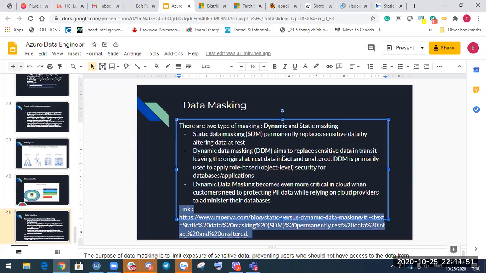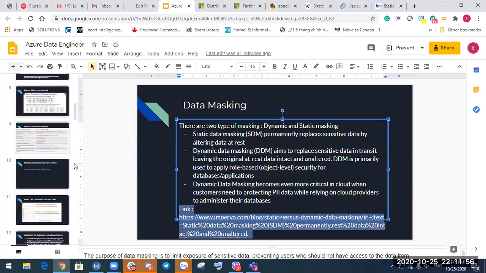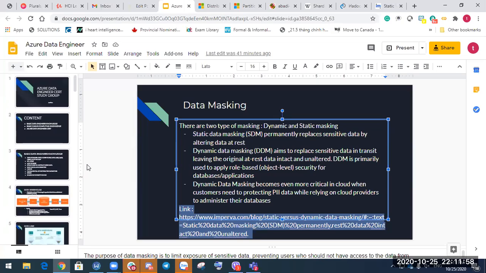Since everyone was joining at a different time, let me just quickly go through what we went over today, because next week we won't go over this content anymore, and we will move to Azure, because these are the fundamental data engineer concepts, and we're done with it. There's no more review on this.